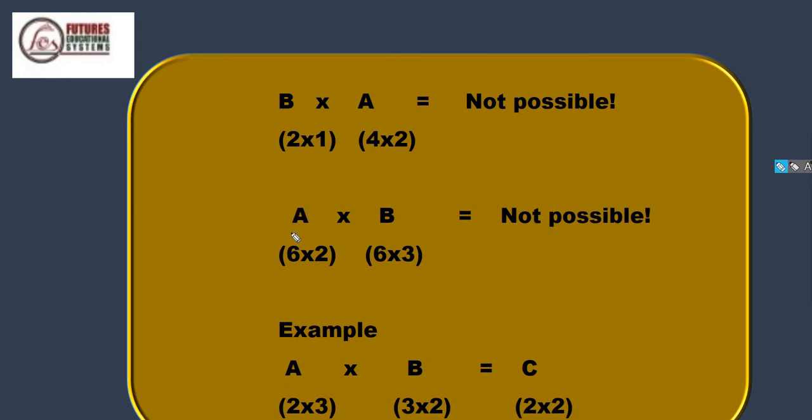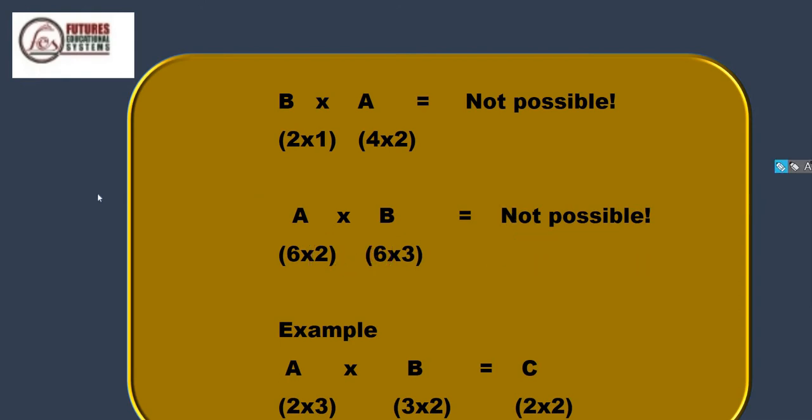Let's go to the second one. We have matrix A in order 6 by 2 and matrix B in order 6 by 3. The column of the first matrix doesn't equal the row of the second matrix. It's impossible to do this problem.